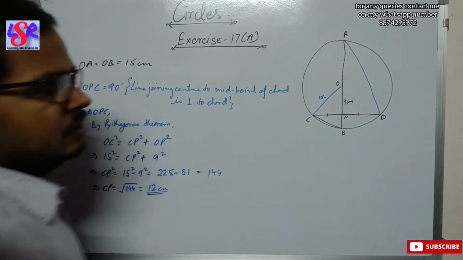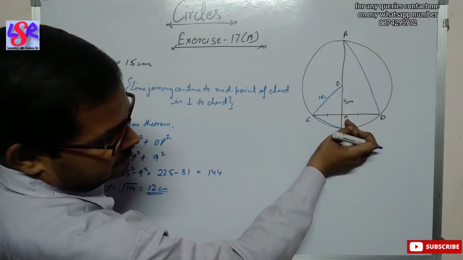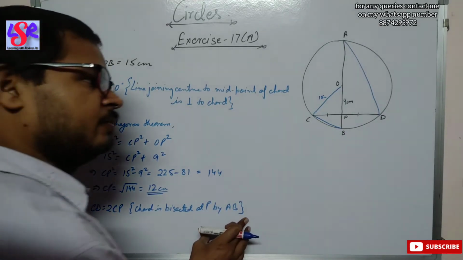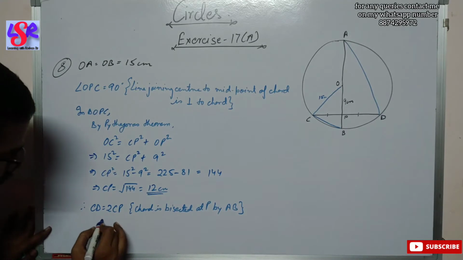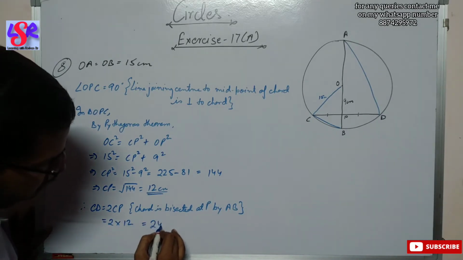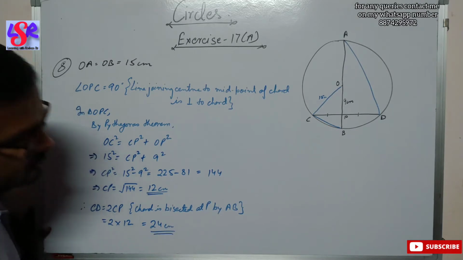This is the length of the half chord, and CD will be twice of CP as the chord is bisected at this point P. So CD equals twice of CP as the chord is bisected at point P by AB, and this will be 2 into 12, that is equal to 24 centimeter as our first answer.